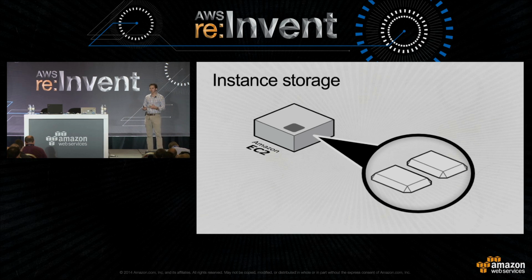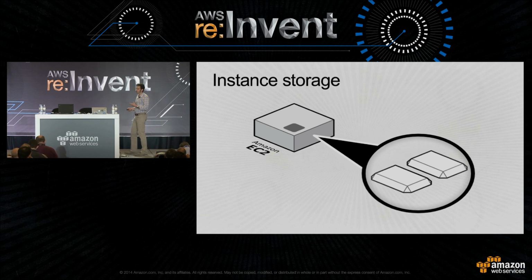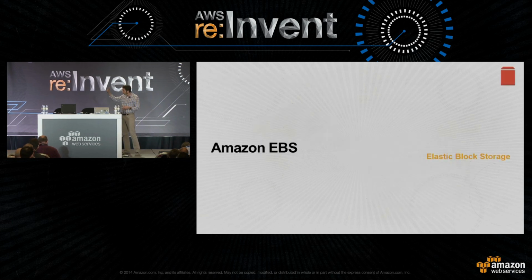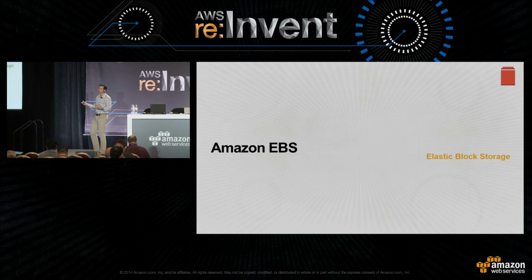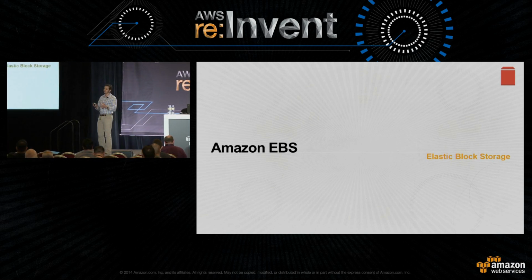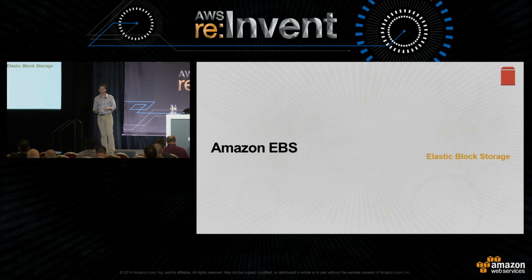Secondly, it doesn't provide the same level of performance and some of the advanced functionality that we have with Amazon EBS. So EBS is the other option, elastic block storage. And the difference here is that this is a network-based service. It's not tied to a specific instance. I can map it to different instances.